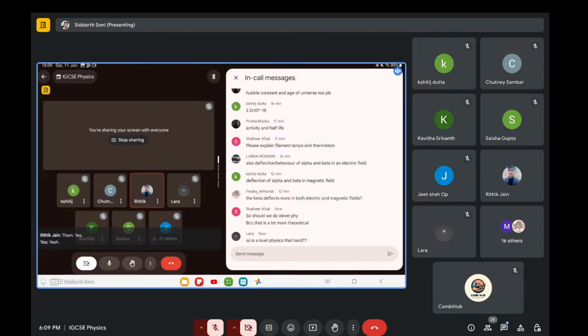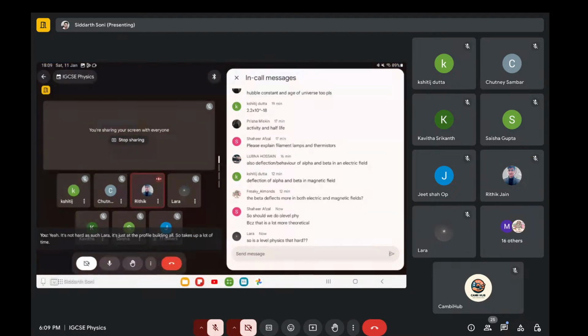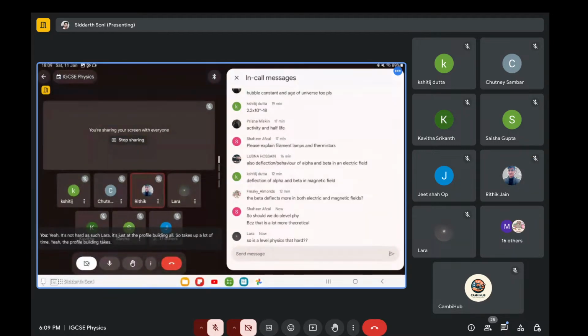It's not hard as such, Lara. It's just that the profile building also takes up a lot of time. If you're applying for universities, then they want you to have a solid profile apart from academics. So community service and all the associations that you are part of will also take up time.